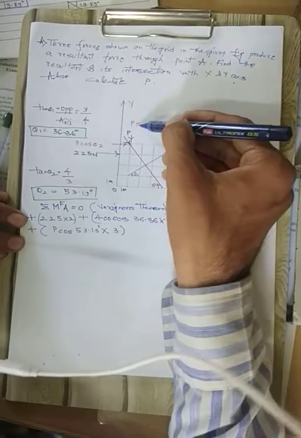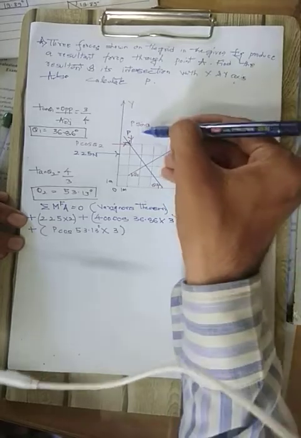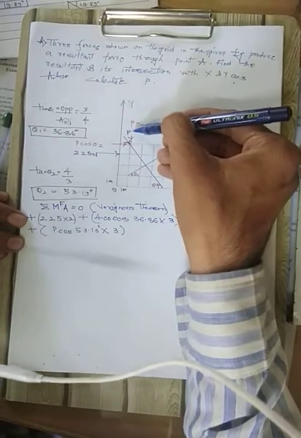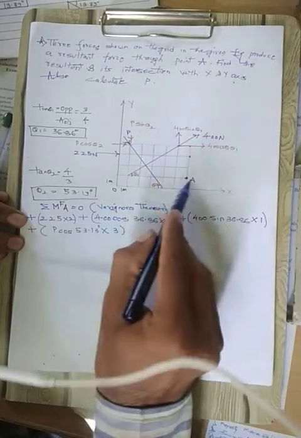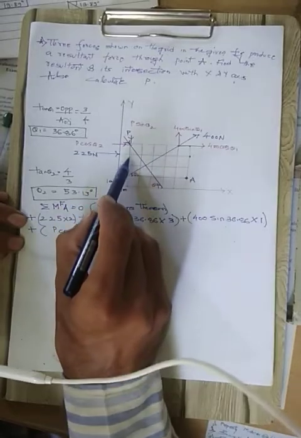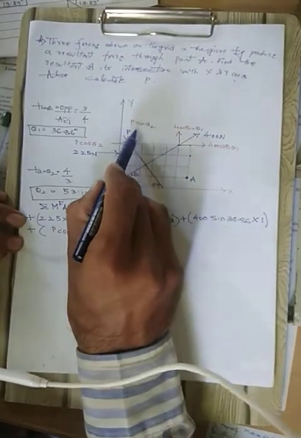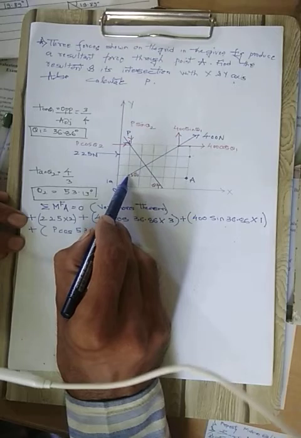Again the vertical force P sine of theta 2, the point is A, it is acting at the top. So by the principle of transmissibility, along the same line we will transfer at this point. We are assuming and transferring this P sine of theta 2 at this point.